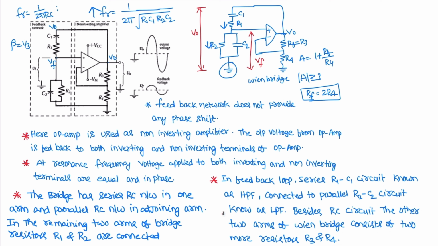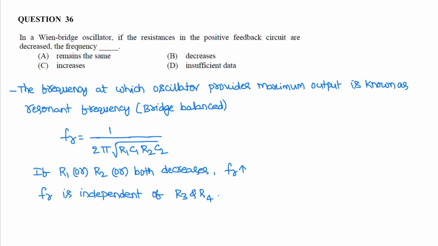Okay. So for a Wien bridge oscillator, the gain should be greater than or equal to 3, because the feedback factor is 1 by 3. From this question, if R1 decreases or R2 decreases, or both R1 and R2 decrease, then resonant frequency increases, and resonant frequency is independent of R3 and R4. So the correct option is C, increases.